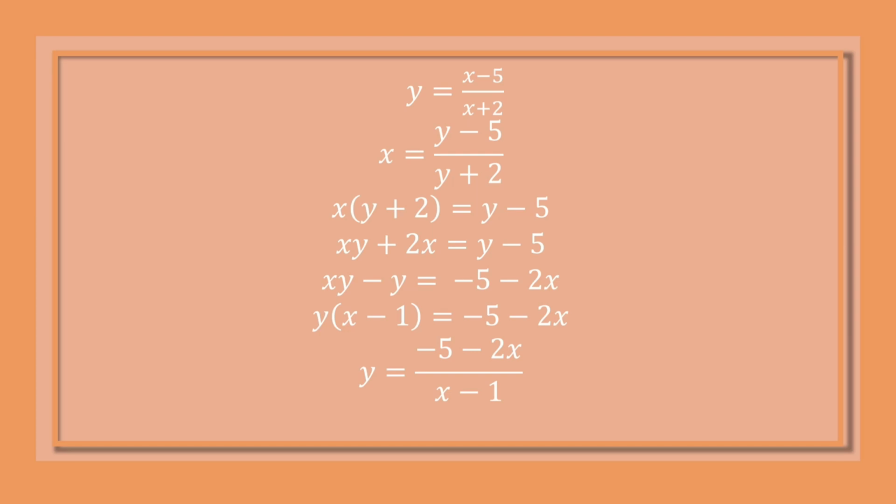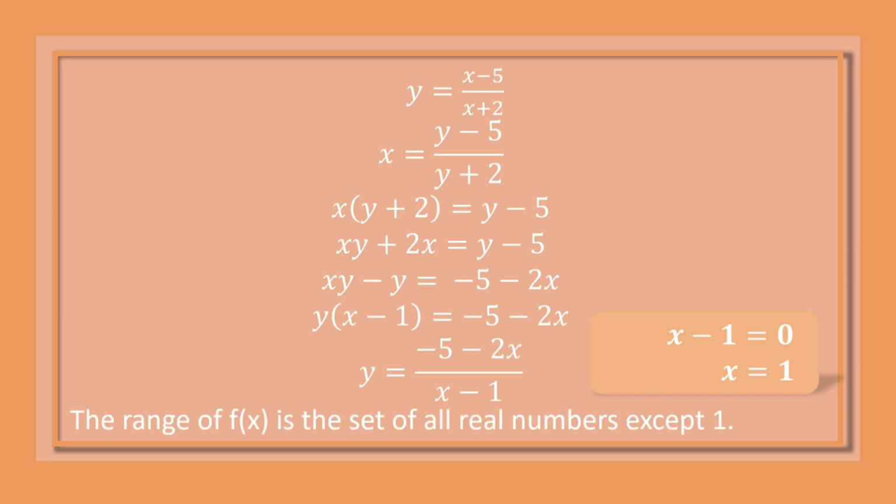So look at the denominator. The denominator is x minus 1. We equate it to 0. X is equal to 1. Therefore, the range of f of x is the set of all real numbers except 1.